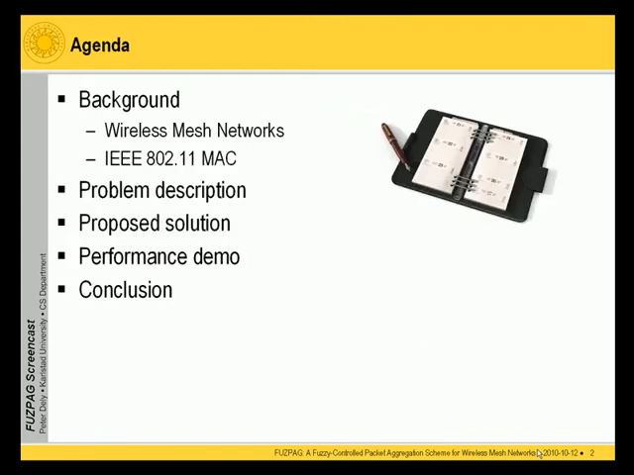In this screencast, I will first introduce wireless mesh networks and explain the IEEE 802.11 MAC layer, which is used in most mesh networks. I will explain what the problem is when transmitting small packets using that MAC layer. I will propose a solution and give several demonstrations of the performance of this solution.